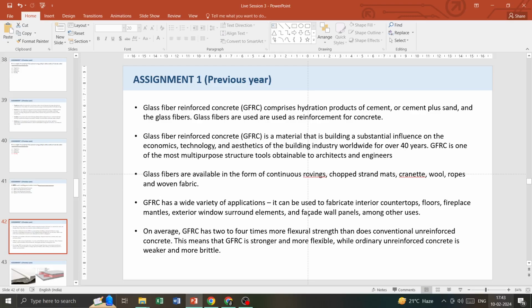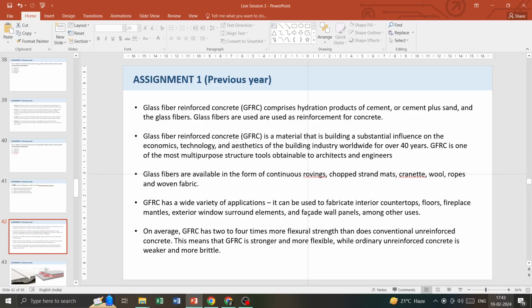So in glass fiber reinforced concrete, it's a concrete mix made up of cement and sand, and for reinforcement in this material, glass fibers have been put. GFRC is a material that has been making a substantial influence on the economics, technology, and aesthetics of the building industry worldwide for over 40 years. GFRC is one of the most multi-purpose tools available to architects and engineers.